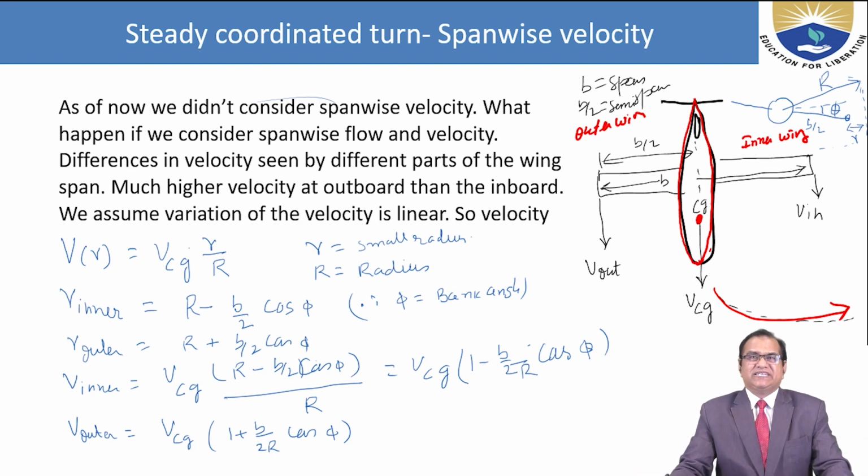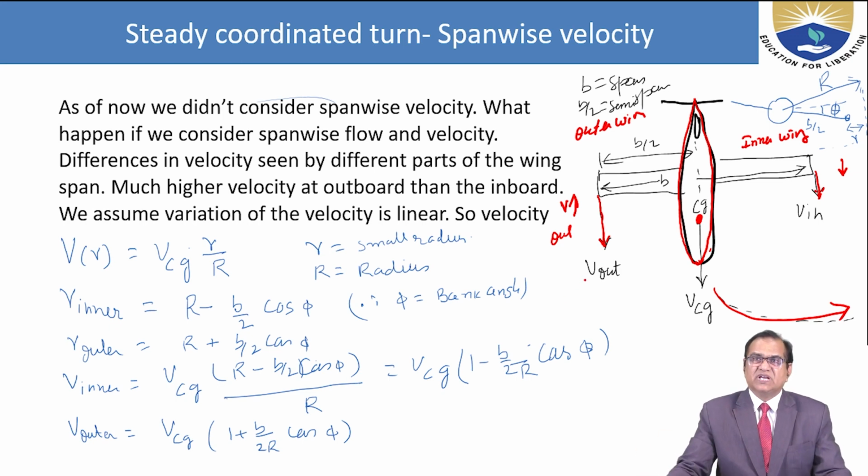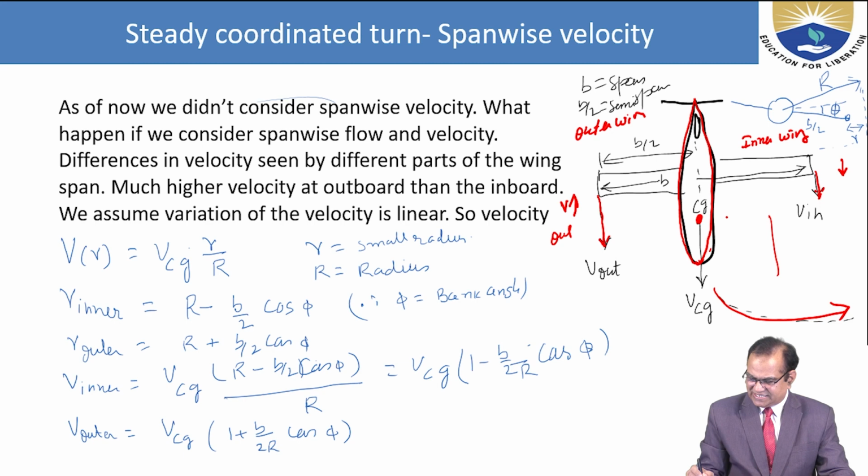As of now we didn't consider span-wise velocity. What happens if we consider span-wise flow and velocity? There are differences in velocity seen by different parts of the wing span, with much higher velocity at the outboard than the inboard. If you see, this is the outboard, where velocity is high, and here velocity is low. It is shown by the arrowhead, high here, and comparing to this, less here. We assume that the variation of velocity is linear, like this. So it is linear that we are considering here.